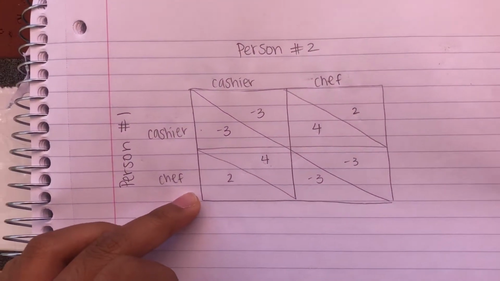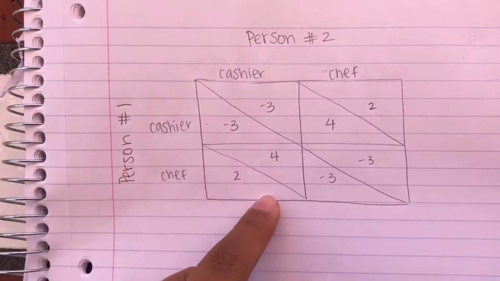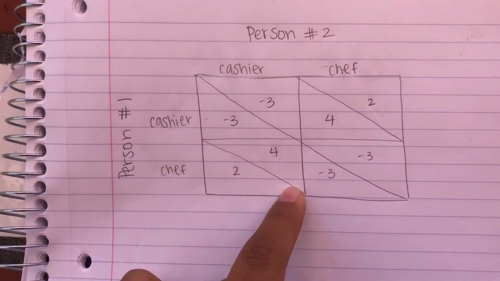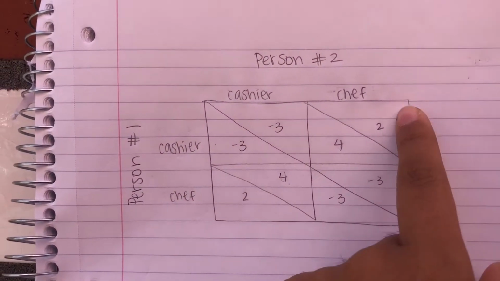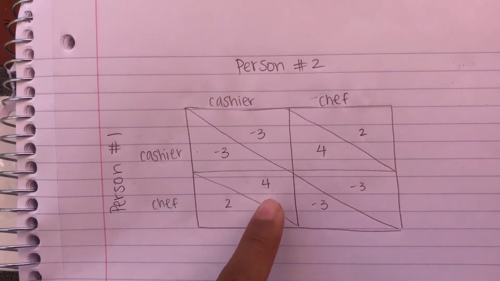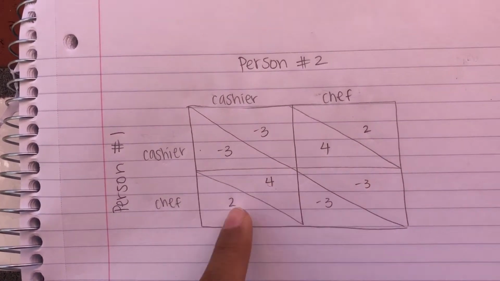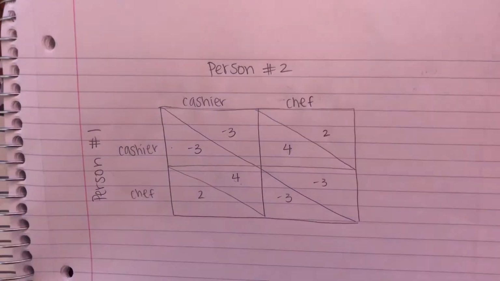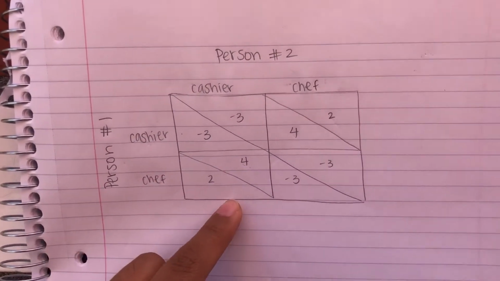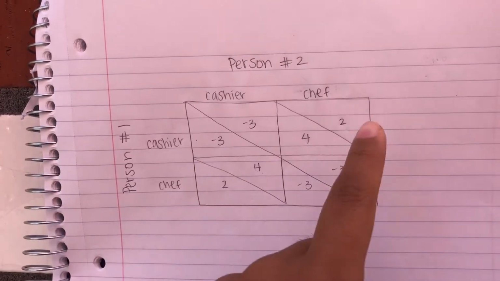For person number 1, there's a dominant theory shown here. This is because the person number 1 was a chef and person number 2 was a cashier. It is a greater gain than if person number 1 was still a chef, but person number 2 was also a chef. This is shown here because 4 is greater than -3 and 2 is greater than -3. The dominant scenario for person number 1 is this, and the dominant scenario for person number 2 is shown in here.